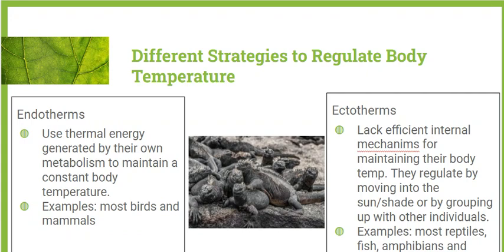Ectotherms, we sometimes refer to those as "cold blooded," although they're not. They don't quite have those mechanisms built in as well, so they use their environment to help. They could move into the sun if they're cold, or into the shade if they're hot, or they can group up with other individuals.